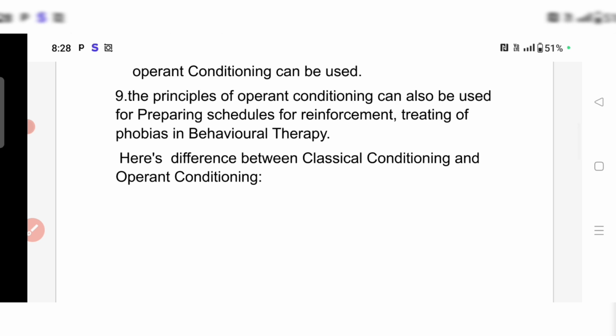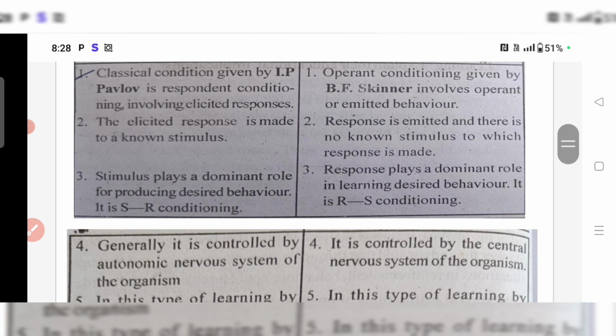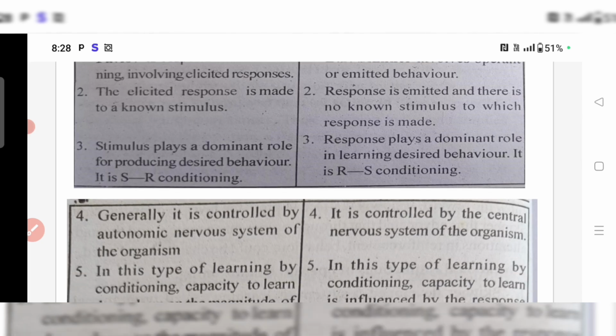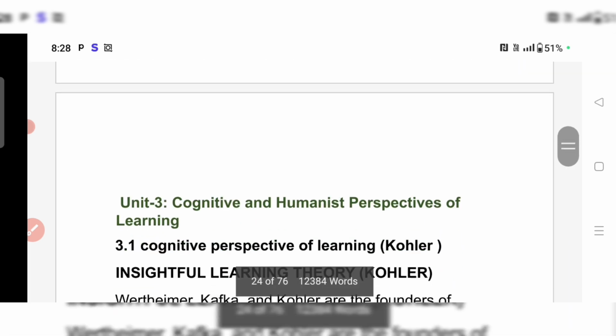And this is the differentiation between classical and operant conditioning. The classical is Pavlov and the operant is B.F. Skinner. In classical conditioning, an elicited response is made to a known stimulus. In operant conditioning, the response is emitted and there is no known stimulus to which the response is made. So like that there are many differences here.